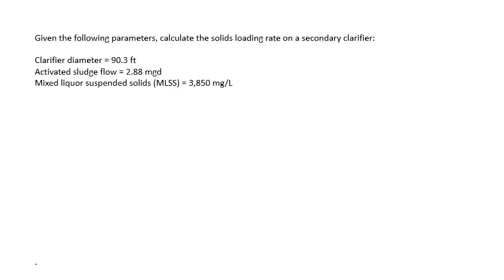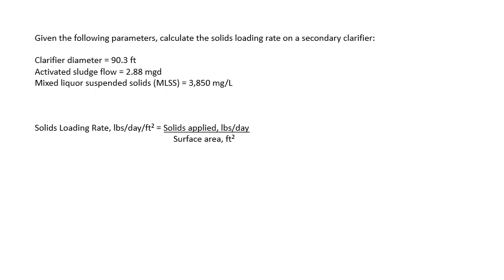Given the following parameters, calculate the solids loading rate on a secondary clarifier. Clarifier diameter is 90.3 feet. The activated sludge flow is 2.88 million gallons a day, and the mixed liquor suspended solids is 3,850 milligrams.